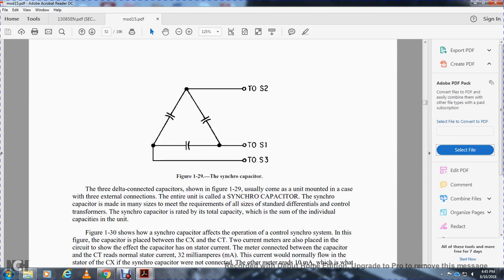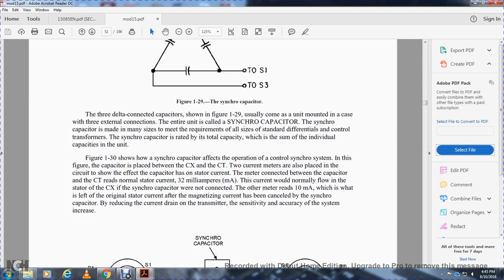The three delta-connected capacitors shown in figure 129 usually come as a unit mounted in a case with external connections. The entire synchro capacitor unit is made to the requirements of standard differential control and transfer synchros, with the total capacity the sum of the individual capacitors in the unit. Figure 130 shows the effect of the synchro capacitors on the operation of the control system. In this figure, the capacitors are placed between the control transmitter and the control transformer, with two current meters displaying the effect of the capacitor on the stator current, with a meter connected between the capacitor and the control transformer.